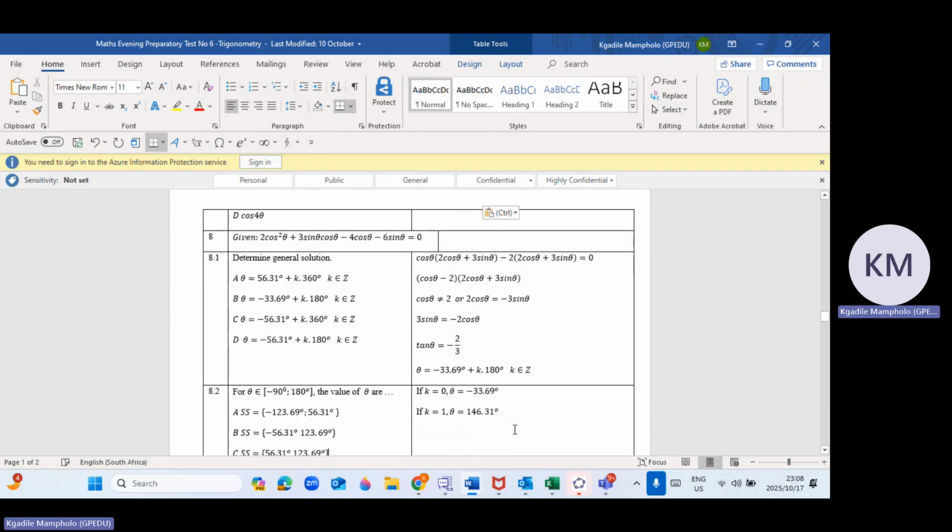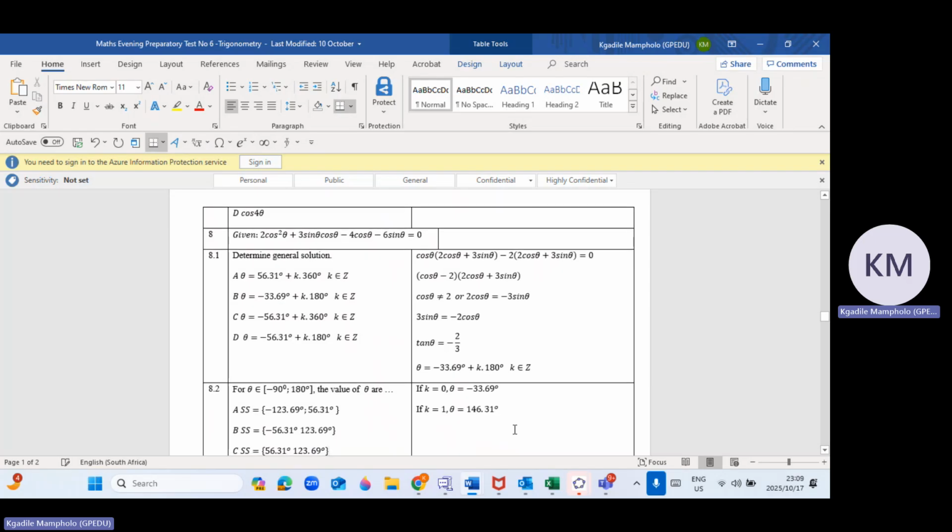8.2, for theta an element of the interval starting at -90 degrees, the values of theta are... Now you can see that here, if k equals 0, then your theta will be -33.69. And like I said, you check for you to know where to start. You play around with k, letting k be any integer, but you do it with reference to the given interval.